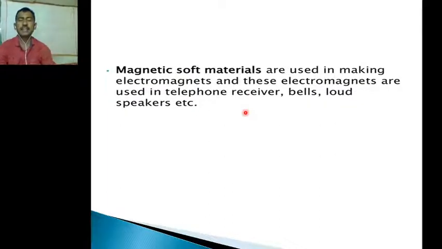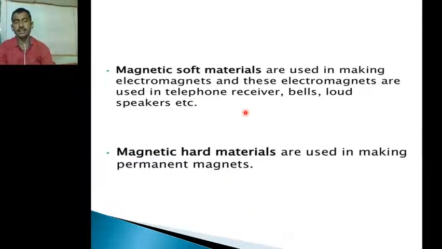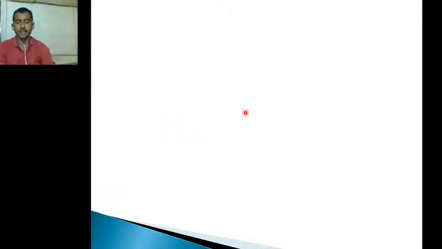And next, the magnetically soft materials. Magnetically soft materials are used in making electromagnets. Why? Because they have a very useful nature. That means they have fewer losses. Since they have fewer losses, they can be used for many applications. Among them, electromagnets are used in telephone receivers, bells, loudspeakers, etc. And similarly, magnetically hard materials are used in making permanent magnets.